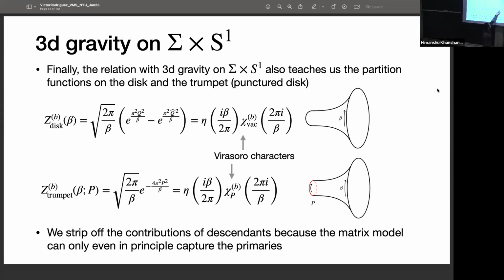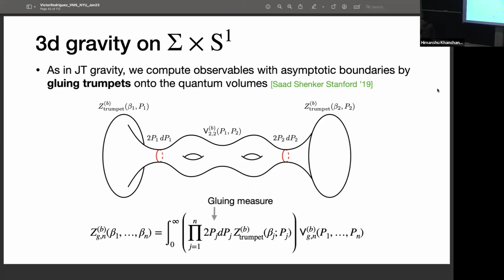So then from the theory of gravity, we can just deduce that it's a vacuum character in the CFT. Okay, so just a quick trick. And using this trumpet, if you remember from Saad-Shenker-Stanford, we can of course glue in trumpets to the geodesic boundaries here to make them asymptotic boundaries.